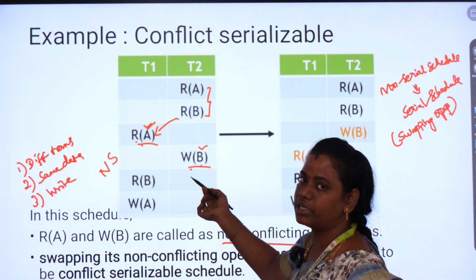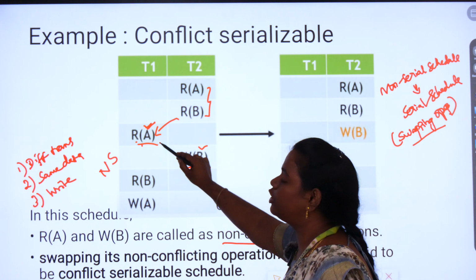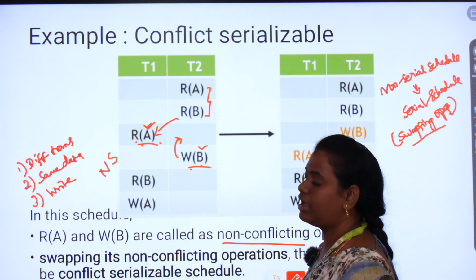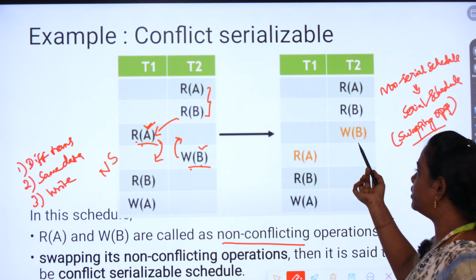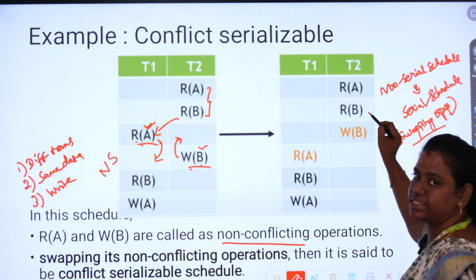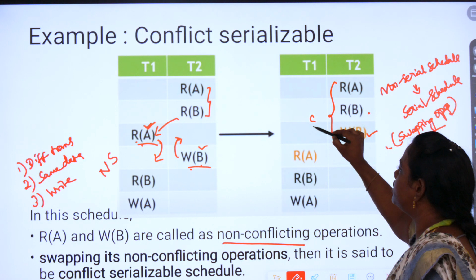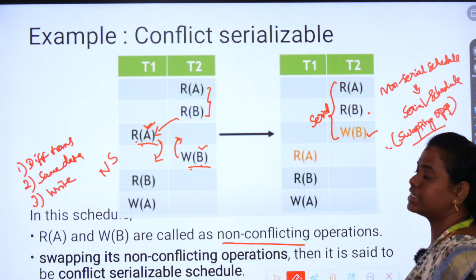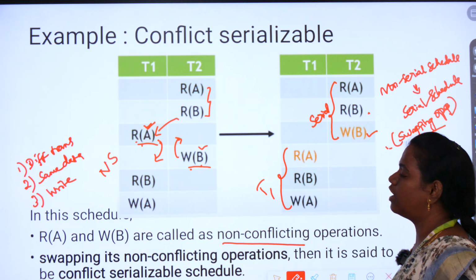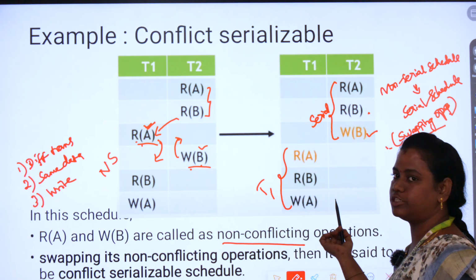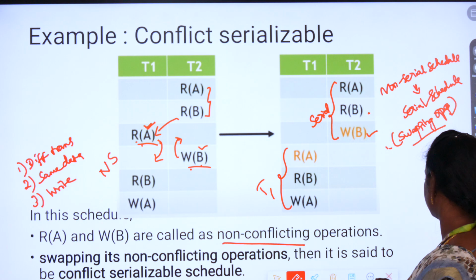After finding the non-conflicting operation, we need to swap the operations. In the third cycle, I am going to swap W of B to the previous cycle and R of A to the next cycle. Here I have swapped these operations. So after executing the first 2 instructions in T2, W of B will be executed. This is now considered a serial schedule: all of T2 executes and then T1 executes. So we have converted the non-serial schedule into a serial schedule by swapping the non-conflicting operations. So this is conflict serializable.